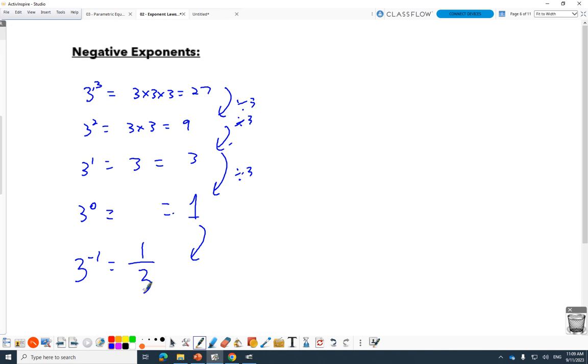So I'll do one more. 3 to the negative 2 is 1 over 3 squared. You just take that 3 to the 2 and it moves down to the denominator. That simple. Here it is in exponent law form.